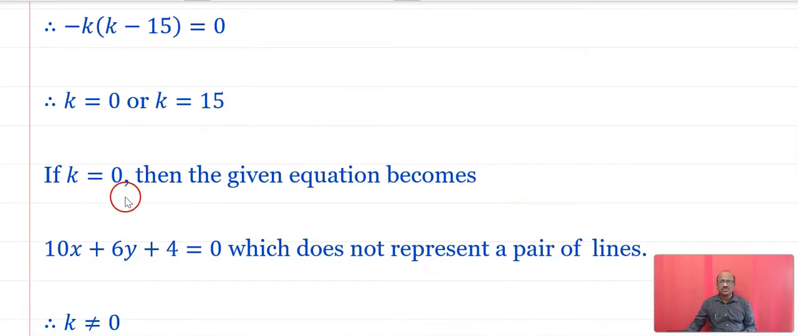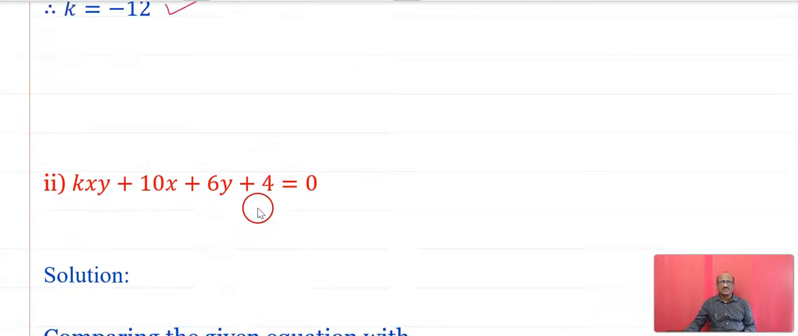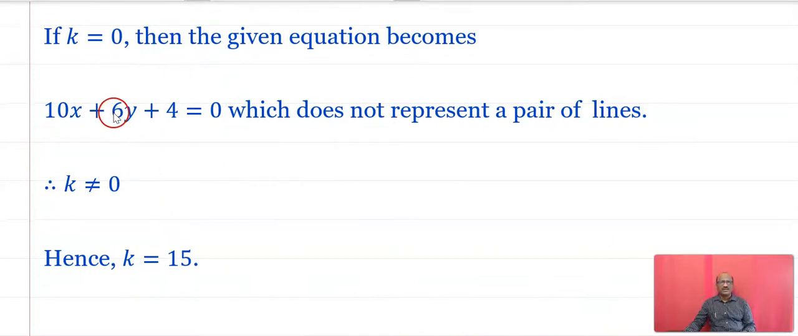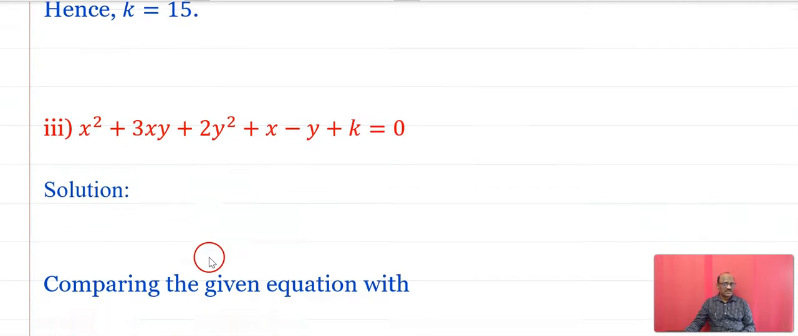If k is equals to 0, then the given equation becomes 10x plus 6y plus 4 is equals to 0, which does not represent a pair of lines. If k is equals to 0, that does not represent a pair of straight lines. Then the value of k must be 15, and this is the answer.